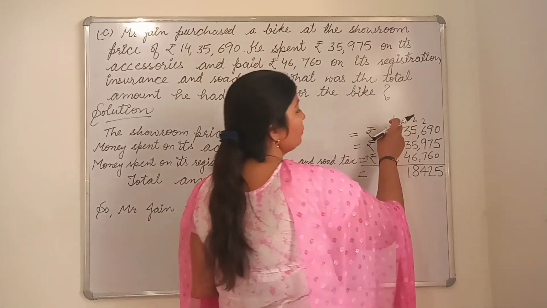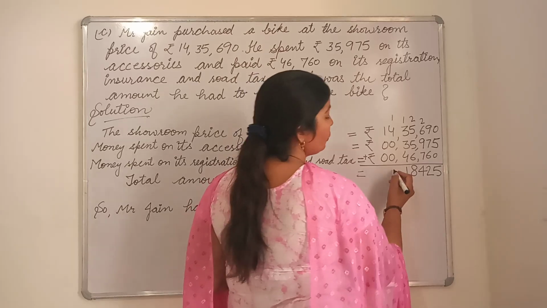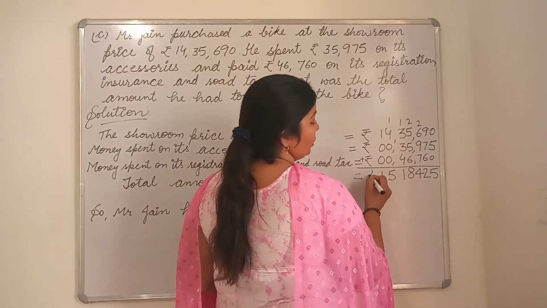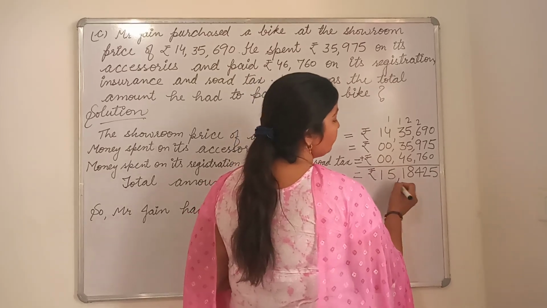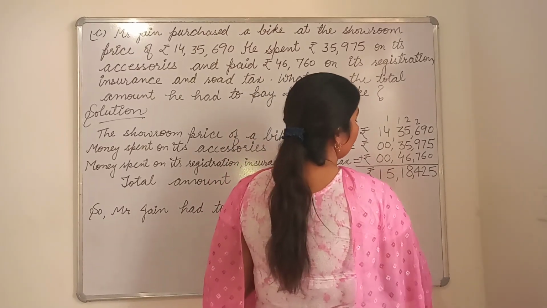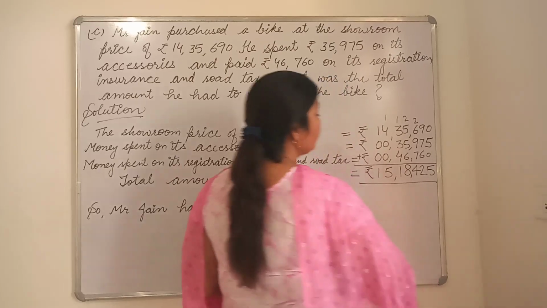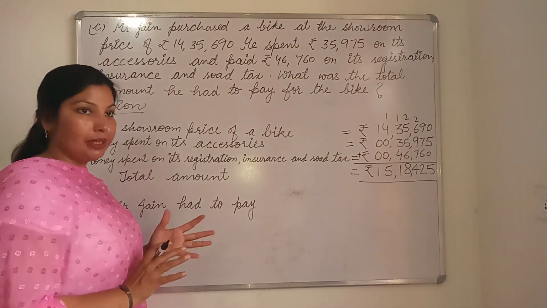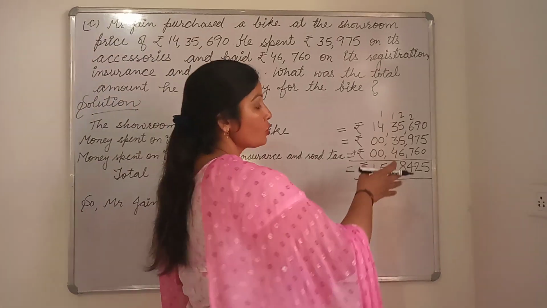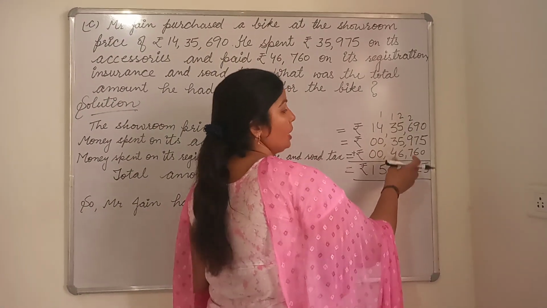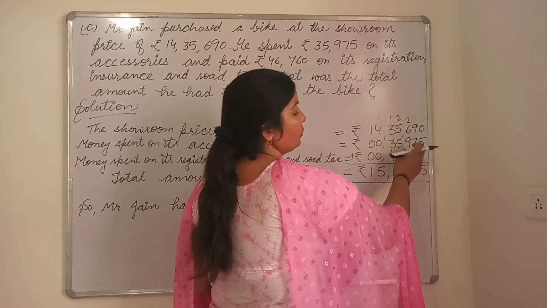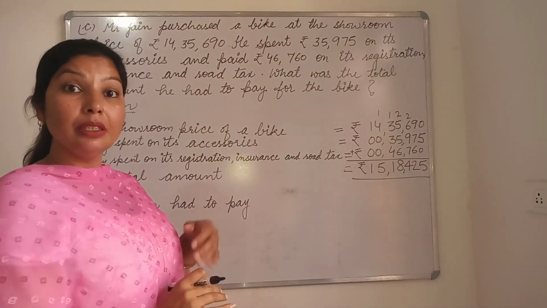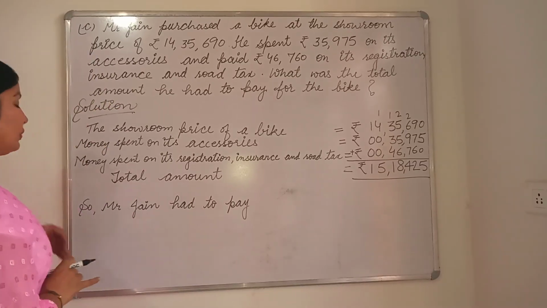Okay. Now 4 plus 1, 5. 5 plus 0, 5. Now 1 plus 0, 1. So how much amount? Rupees 15,18,425. This much amount he paid in total. He will pay this total. Okay. So for that we will do plus. Always write the digits up and down. Don't move them here and there. If you do it here and there, your sum will be wrong.